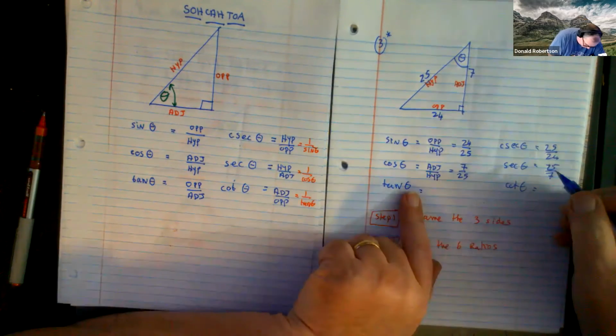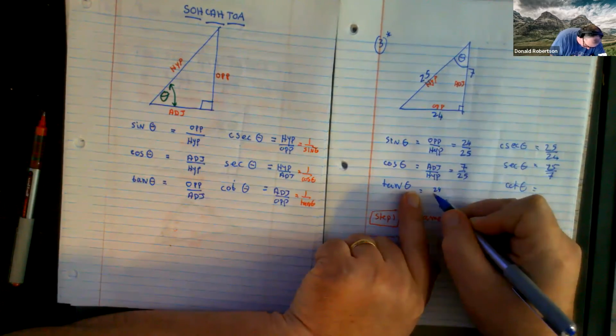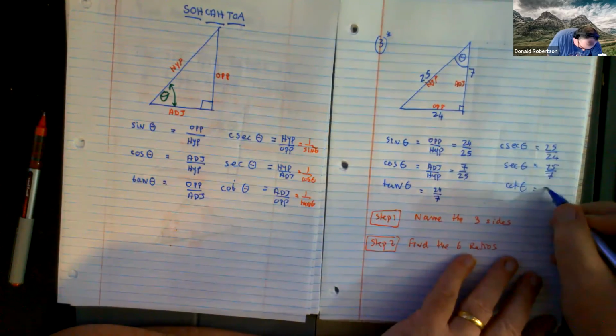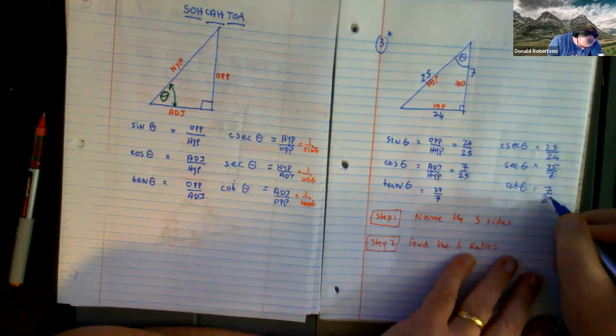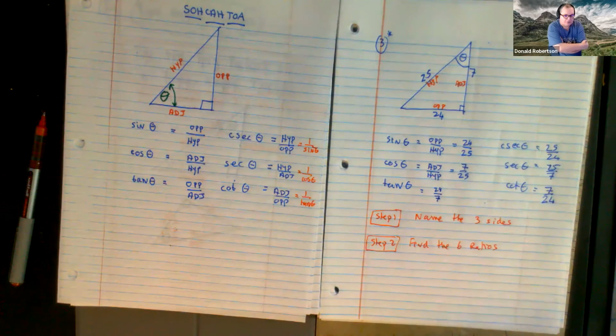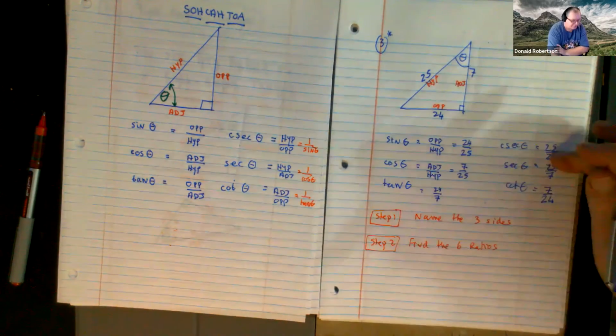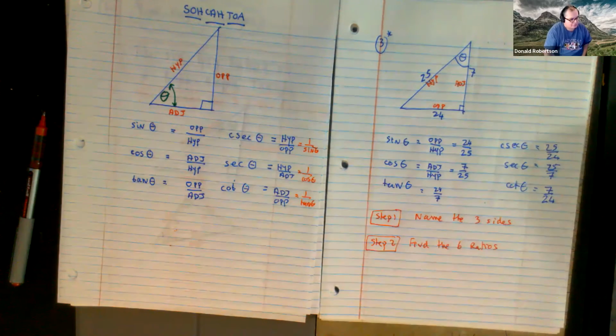And now the tangent is the opposite over the adjacent. Well, I forgot to write the formula, but too late now. And then the reciprocal of it. Does that look like a pretty straightforward kind of homework question, right? Here's a triangle, tell you all the numbers, we'll give you that. Find the 6 trig ratios.